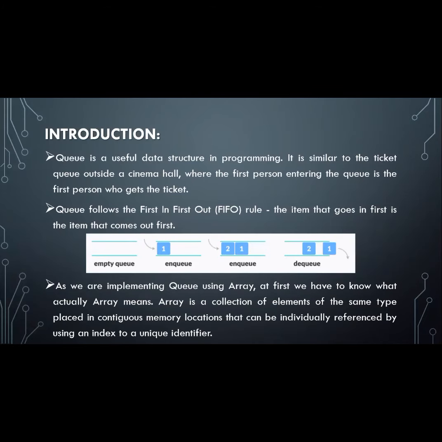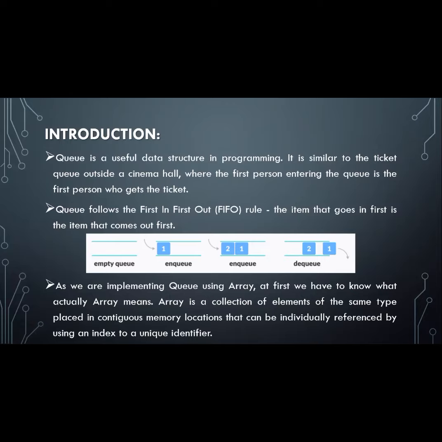Queue is a useful data structure in programming. It is similar to the ticket queue outside a cinema hall, where the first person entering the queue is the first person who gets the ticket. Queue follows the first in, first out FIFO rule. The item that goes in first, the item that comes out first. In the above image, since 1 was kept in the queue before 2, it is the first to be removed from the queue as well. It follows the FIFO rule. In programming terms, putting items in the queue is called NQ and removing items from the queue is called DQ.